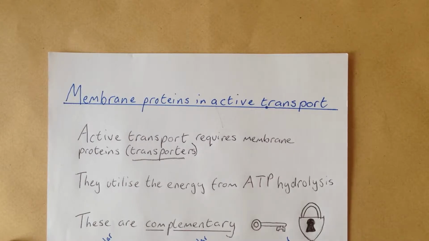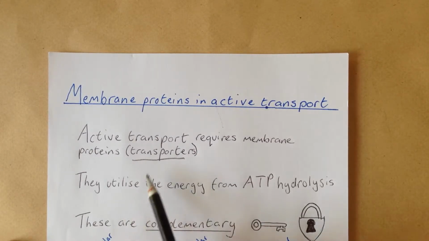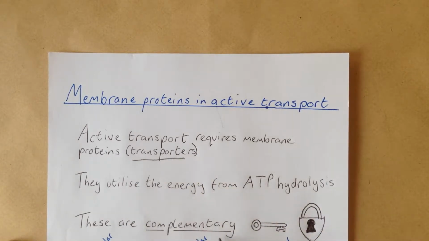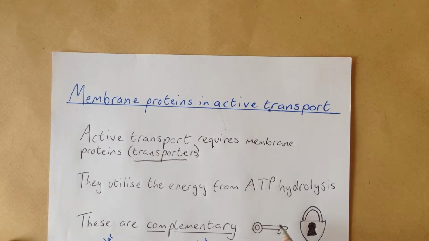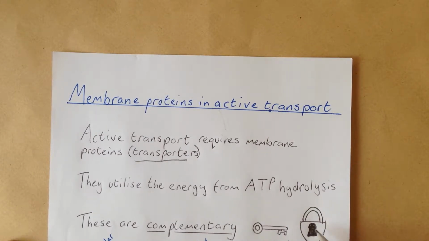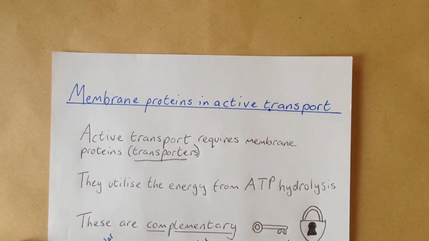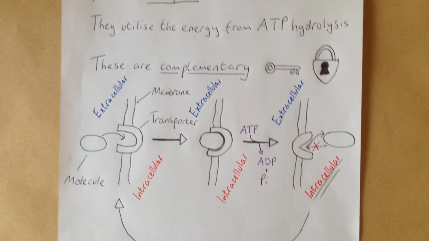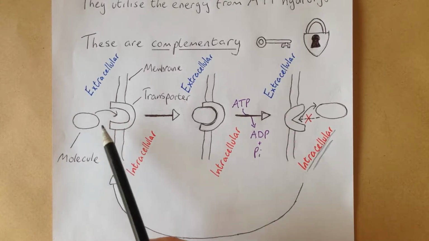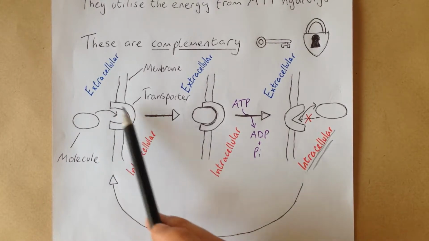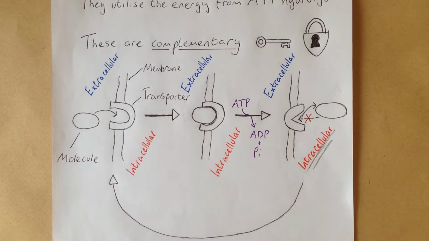Also, similar to the carrier proteins involved in facilitated diffusion, active transporters are complementary to the specific molecule that they transport. So think of it like a lock and key. Only certain molecules, the key, fit inside certain active transporters, the lock. And indeed we can see this with the diagram down here. So we can see that this molecule here has the right shape to fit inside this active transporter.